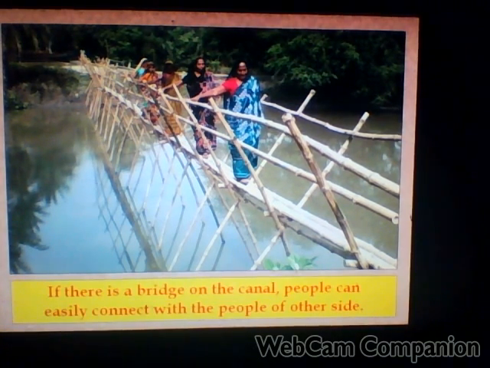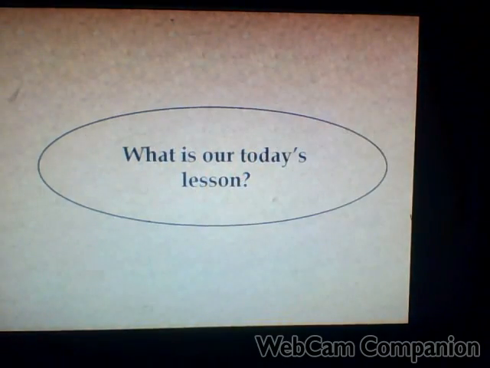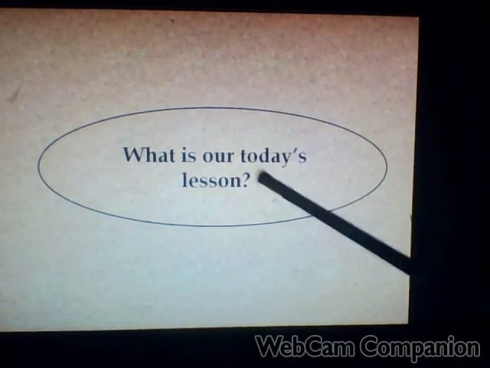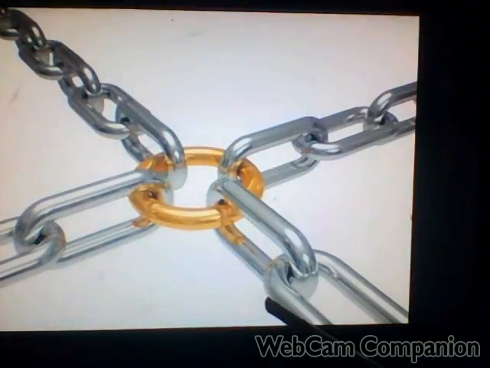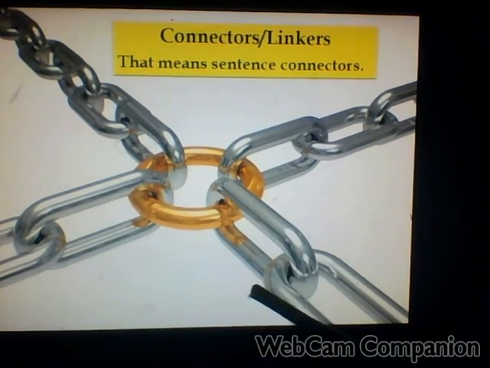What can we see? A breeze on the canal. If there is a breeze on the canal, people can easily connect with the people of the other side. What is our today's lesson? Dear students, can you tell? Yes, you are right. Our today's lesson is on connectors.